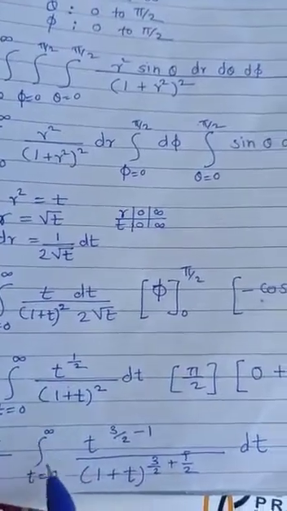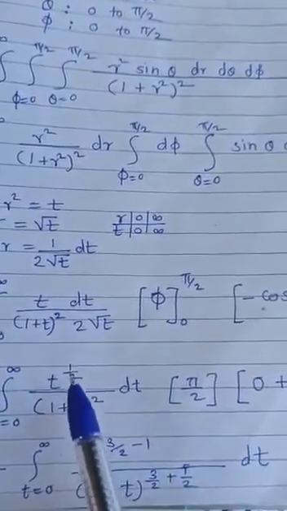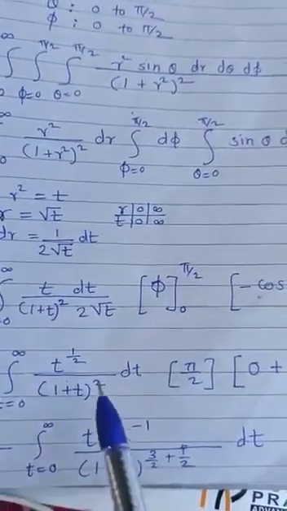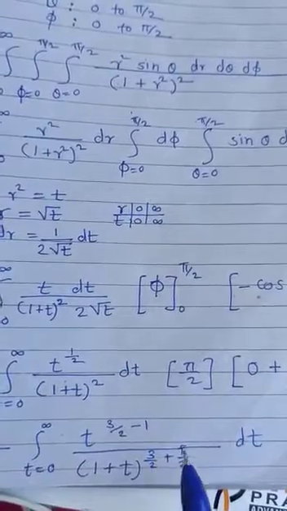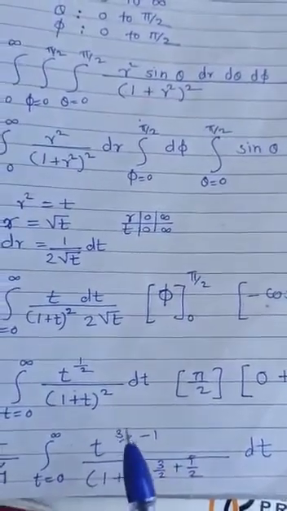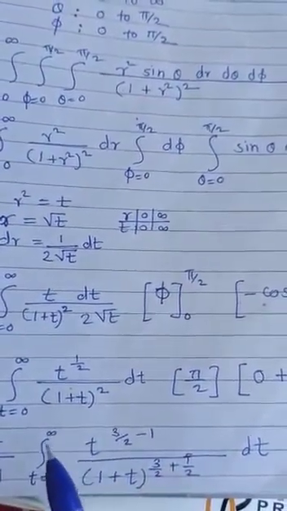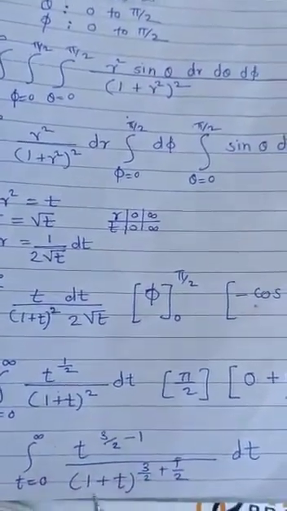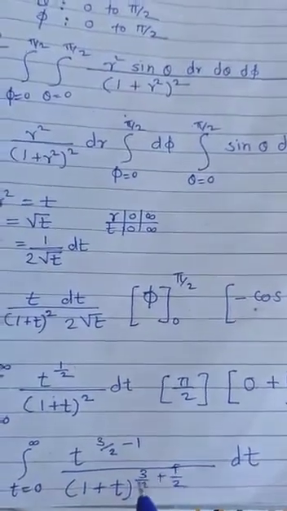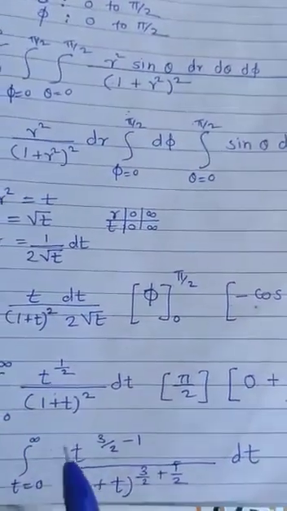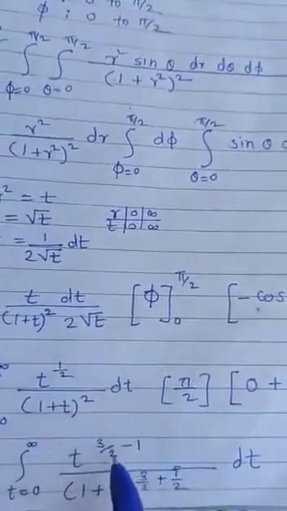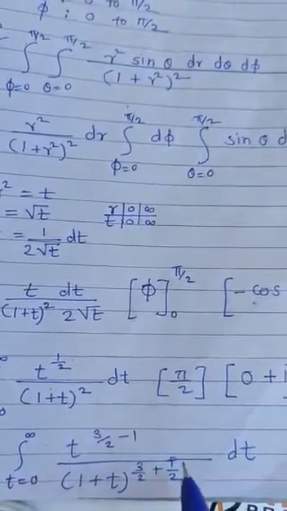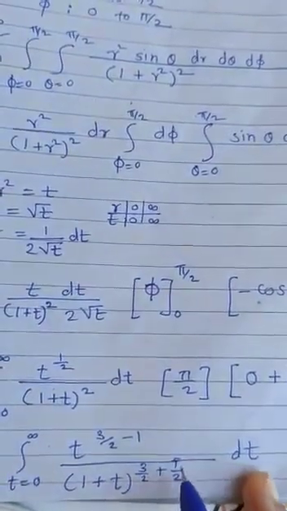Taken outside. The integration will be, now I have written this t raised to 1 by 2 as t raised to 3 by 2 minus 1, and 1 plus t raised to, this 2 can be written as 3 by 2 plus 1 by 2, because we are going to use the definition of the beta function, where the integration t equal to 0 to infinity of t raised to m minus 1 upon (1 plus t) raised to m plus n. So we are going to determine the parameters m and n. So this adjustment is done. 1 by 2 is written as 3 by 2 minus 1, and this 2 is written in terms of 3 by 2 plus 1 by 2. So these are the parameters, 3 by 2 and 1 by 2.